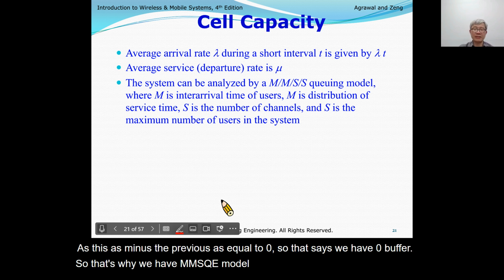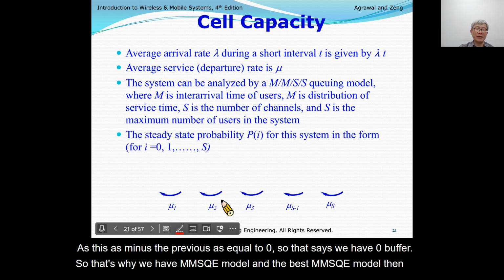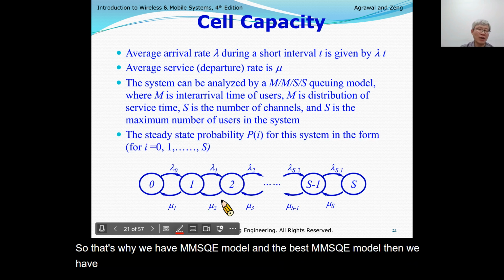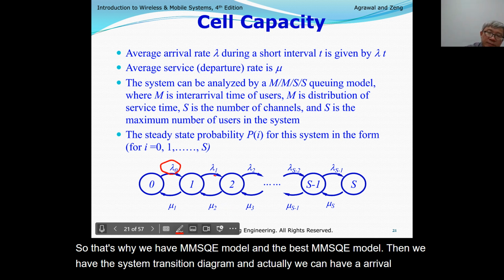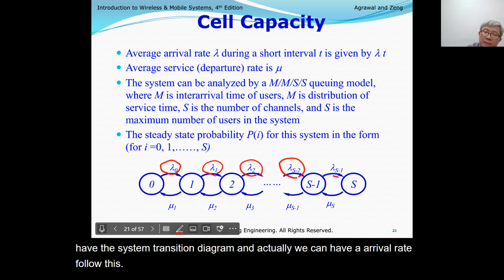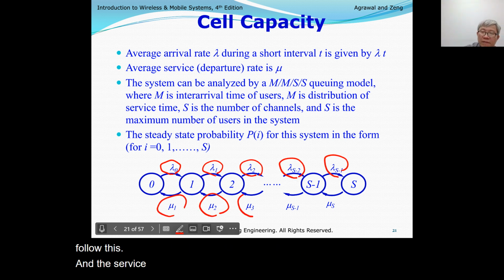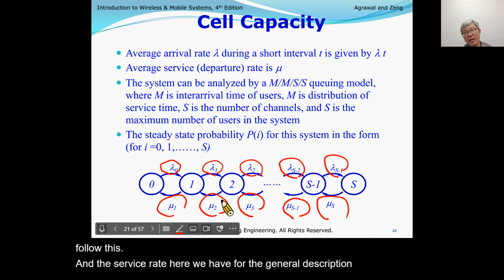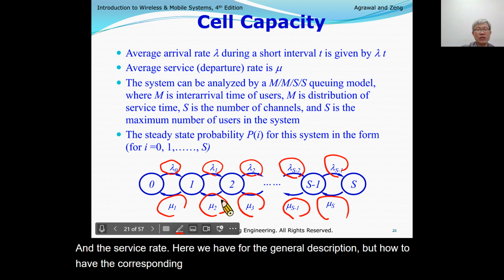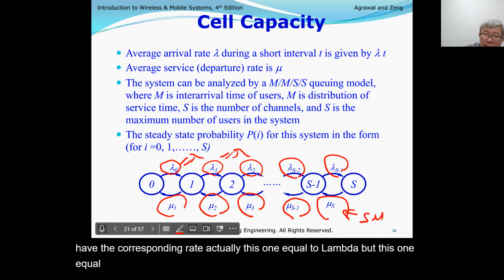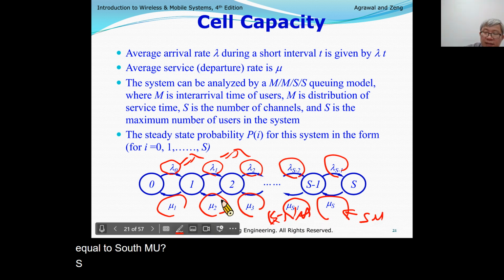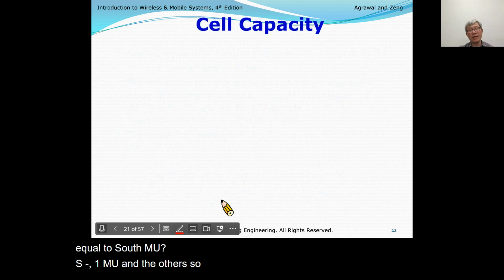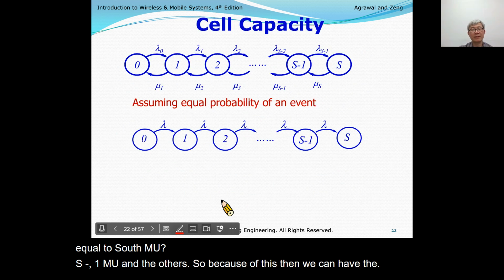Based on the M/M/S/S queuing model, we have the system transition diagram. And actually, we can have the arrival rate follow these, and the service rate, here we have the general description. But how to have the corresponding rate? Actually, this one equals lambda, but this one equals S mu, S minus 1 mu, and the others. So because of this, we can have the queuing model.